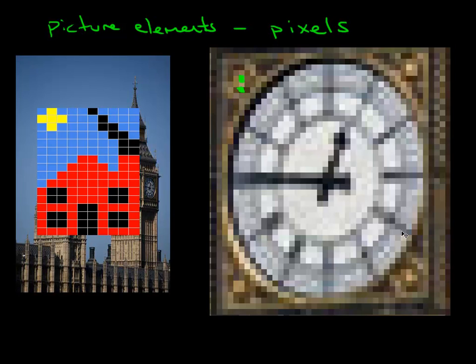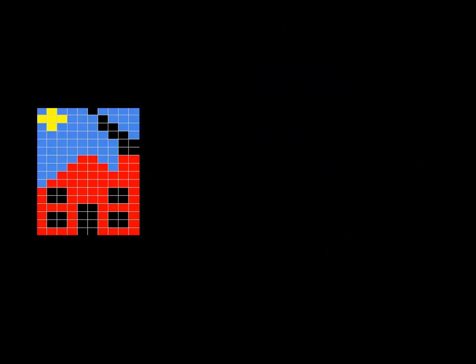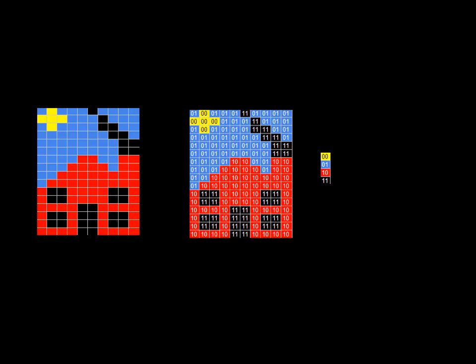So the question is, how do we do this? Let's take a look. These are the pixels which make up an image, which is a house with a bit of smoke and a sun. What we do is use binary to represent each of those colours on the grid. Here I've said that the yellow colour will be 0, 0, the blue colour will be 0, 1, the red colour 1, 0, and the black colour will be 1, 1. Each of those numbers represents the colour, so I can tell my program and the graphics card exactly how to represent that picture because it knows what it is in binary.